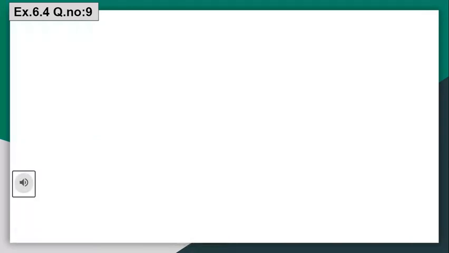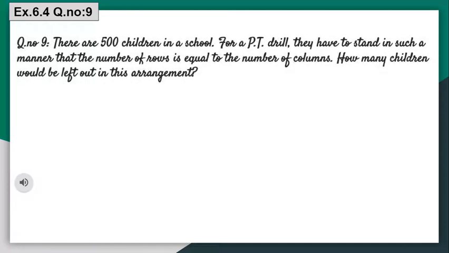Now, the last question of this lesson, that is question number 9. There are 500 children in a school. For a PT drill, they have to stand in such a manner that the number of rows is equal to the number of columns. How many children would be left out in this arrangement? So here we have to remove the extra children, isn't it? Means we have to subtract, just like question number 4.